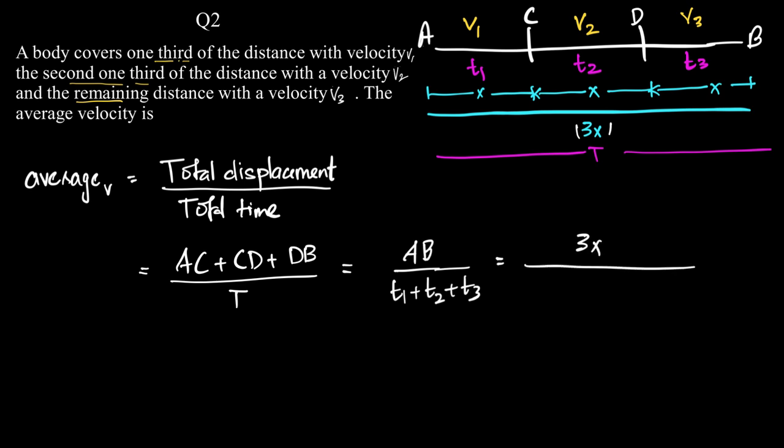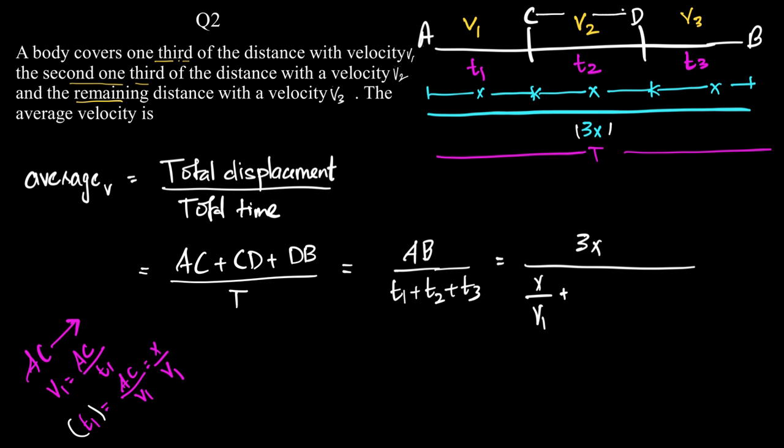What is t1? For the motion along AC, v1 is basically equal to the displacement, that is AC, upon time, that is t1. So t1 is basically equal to AC upon v1. What is AC? AC we have taken as x. So this will be x upon v1. So let us continue this question here. We can replace t1 with x upon v1. Now can you tell me what would be t2, which is the motion from C to D? t2 would be x upon v2, and very similarly t3 would be x upon v3, right?